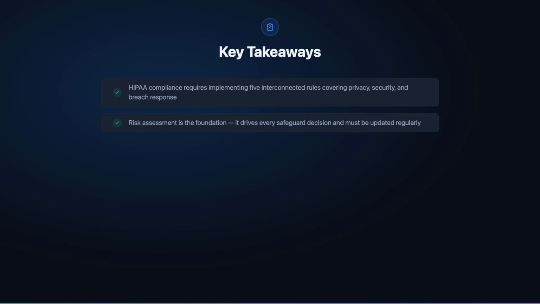Second, risk assessment is the foundation of everything. It drives every safeguard decision and must be conducted thoroughly and updated regularly. Most enforcement actions begin with inadequate risk assessments.